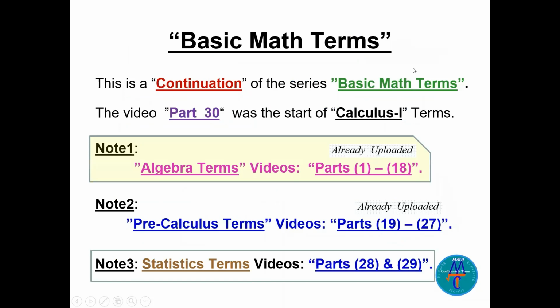Just to remind you, please, that Part 30 was the start of Calculus 1 terms, and also the algebra terms, you can find them in Parts 1 to 18. Pre-calculus terms, you can find them in Parts 19 to 27. And statistics terms, you can find them in Parts 28 and 29.